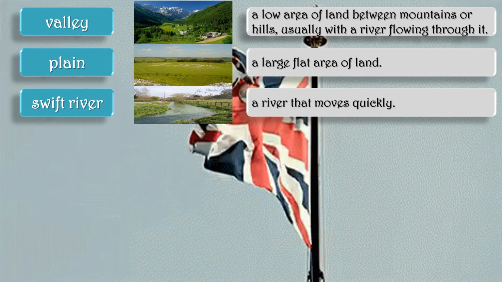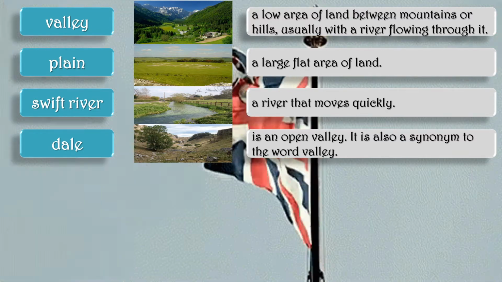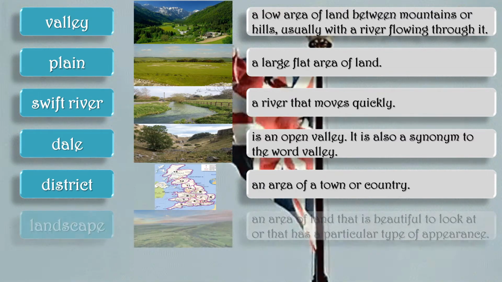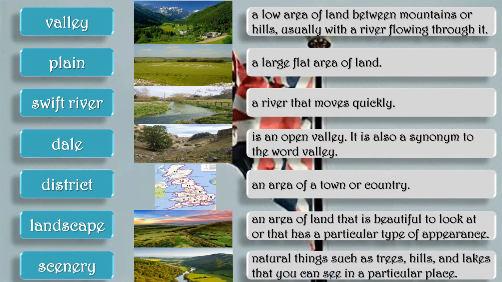Number 4. Dale. Is an open valley. It is also a synonym to the word valley. Number 5. District. An area of a town or a country. Number 6. Landscape. An area of land that is beautiful to look at or that has a particular type of appearance. Number 7. Scenery. Natural things such as trees, hills, and lakes that you can see in a particular place.